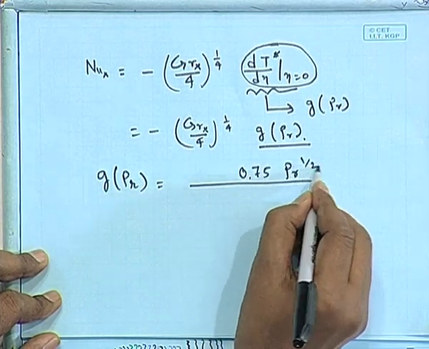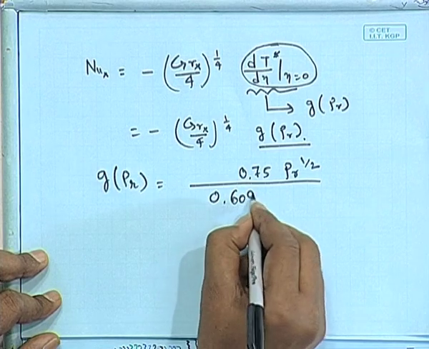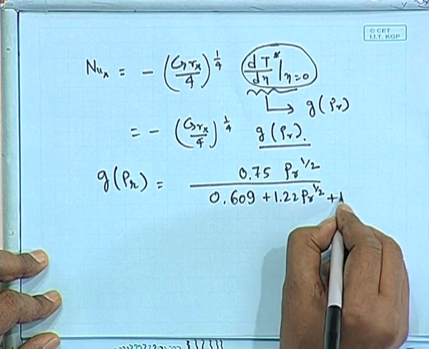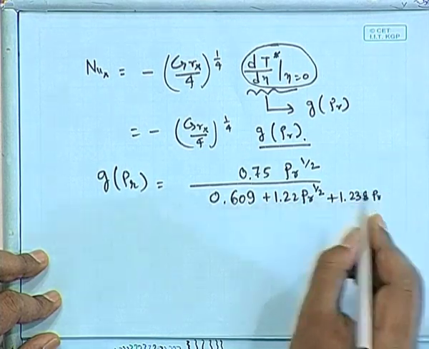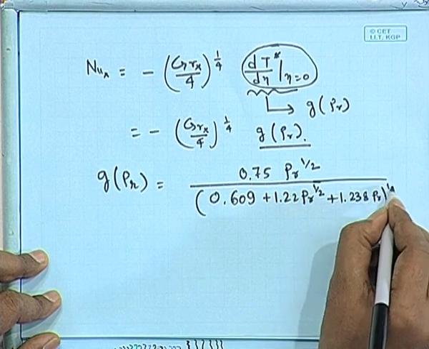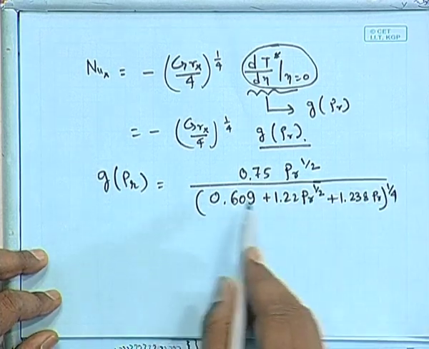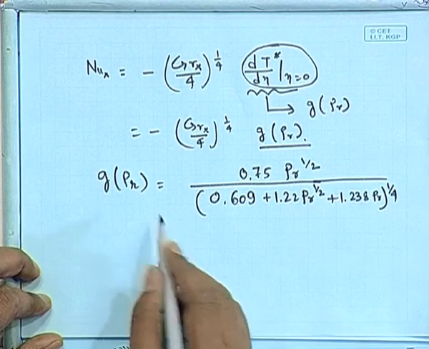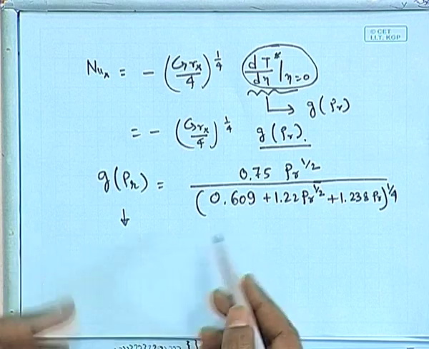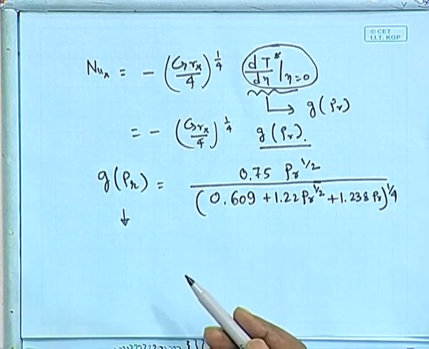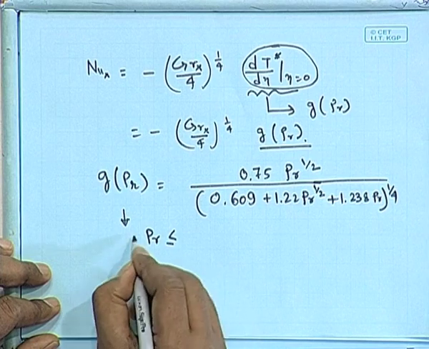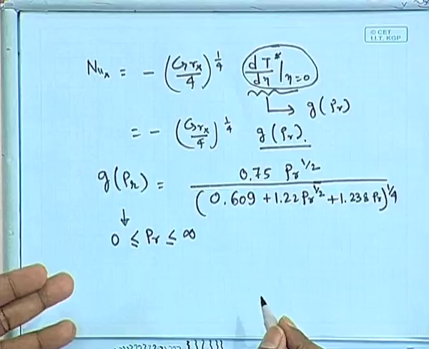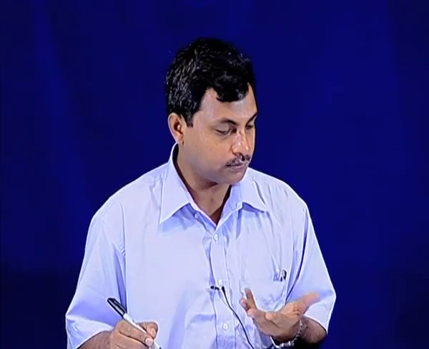0.75 Prandtl raised to the power half over 0.609 plus 1.22 Prandtl to the power half plus 1.238 Prandtl, the whole thing raised to the power 1 upon 4. This is basically an empirical fitting to the numerical results, and since this is done theoretically by varying different Prandtl numbers, of course, this relationship is valid for a range of Prandtl number 0 to infinity. You can put a very low value of Prandtl number, can put a very high value of Prandtl number.